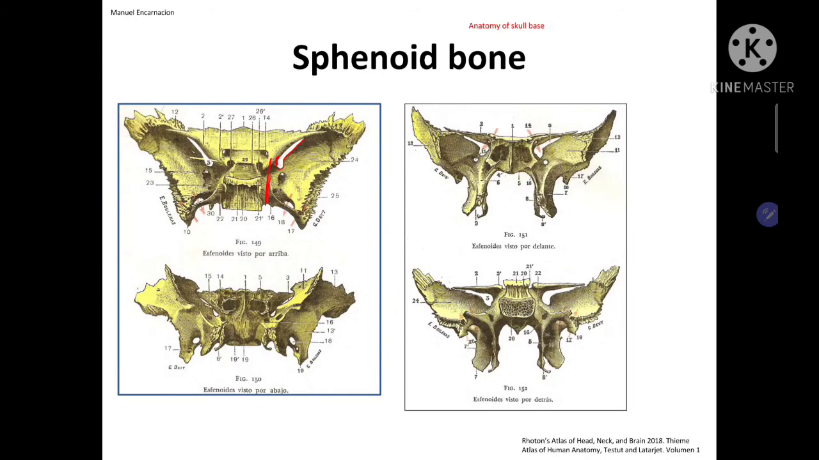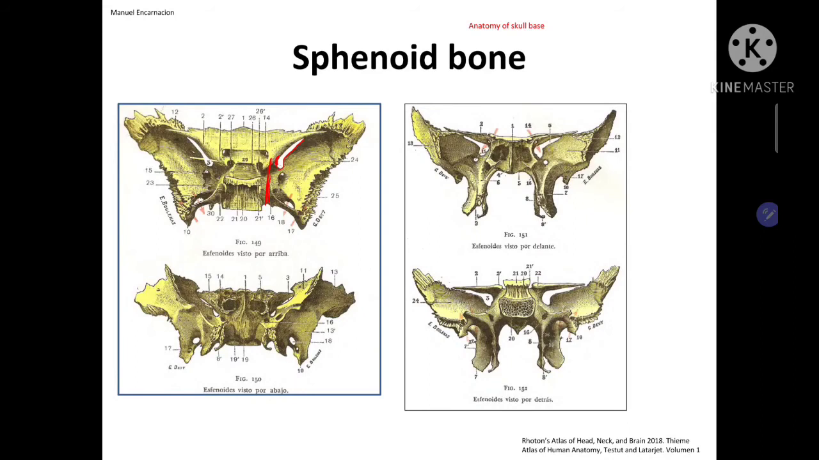So here is the groove in which the common tendon ring of the muscles of the eyes, the extraocular muscles to be precise, is inserted. This is called the tendon ring groove.